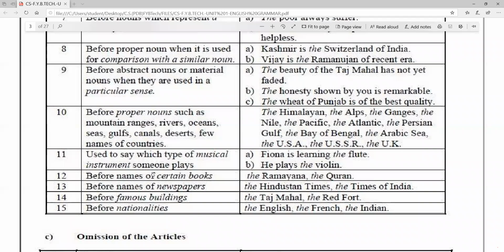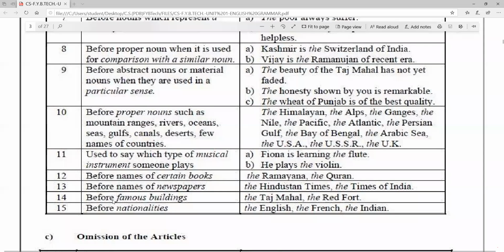The Outlook. So these are some of the magazines. Before these names of the magazines, we use article the. The Hindustan Times, the Times of India, the Economic Times, the Indian Express, the Hindu. So these are some of the newspapers before the names of which we use article the.